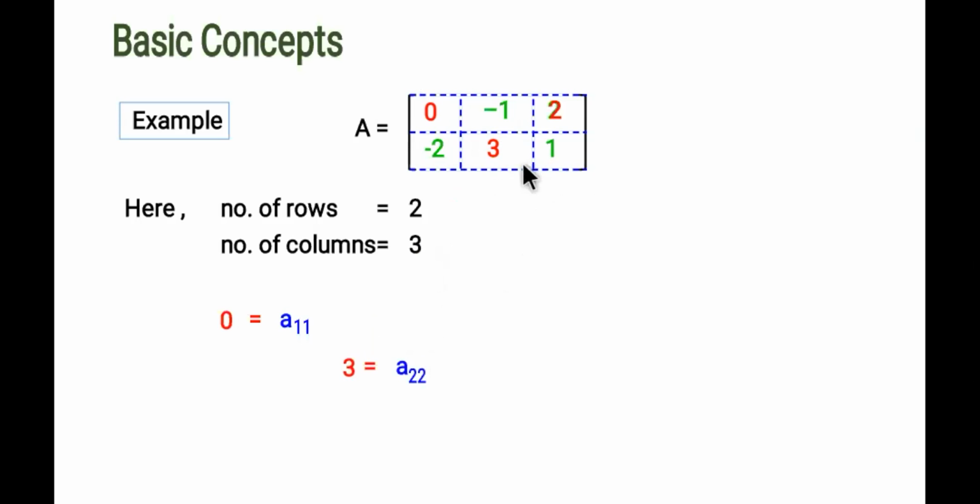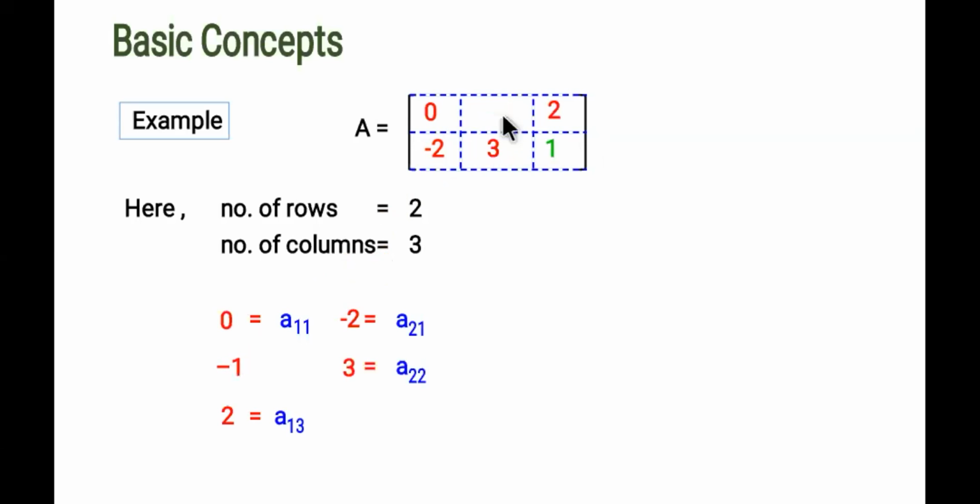Let's select 2 now. Where is 2? 2 is in the first row and third column. So the position will be A13. Now let's select -2. Again, this is in the second row and first column. So the position will be A21. Now let's select -1.